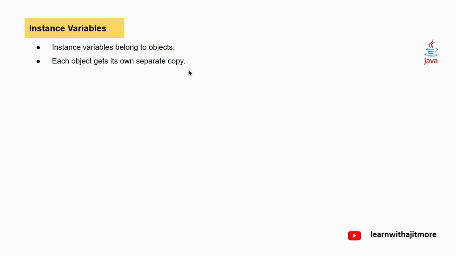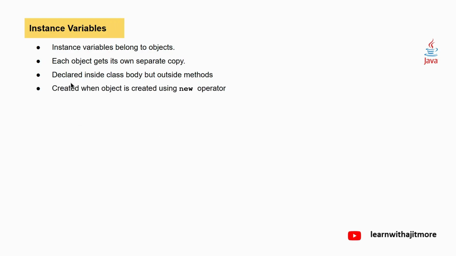Means money will have its own copy of height, weight, color. Kitty will have its own copy of height, weight, color. I hope you understand it. Correct? And where are they declared? Inside the class body, but outside methods. Remember, outside method, but inside class body. Okay? Then created when the object is created.